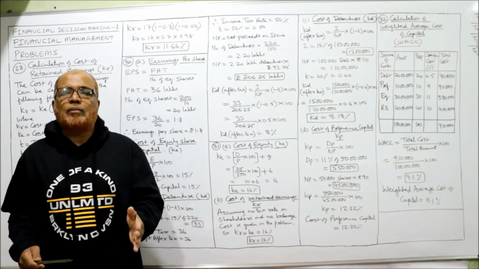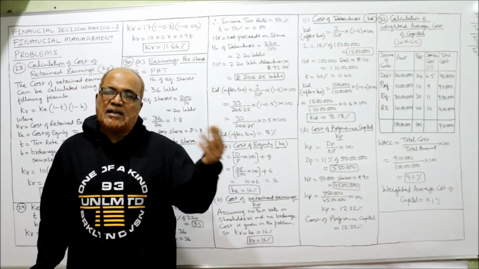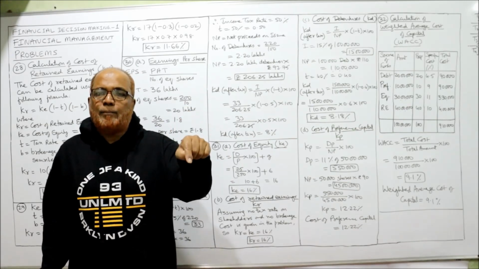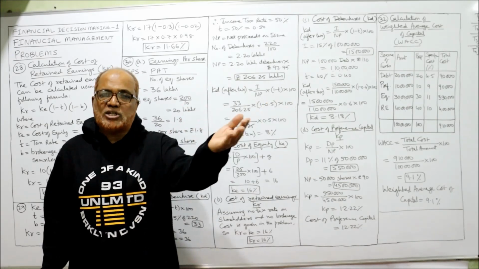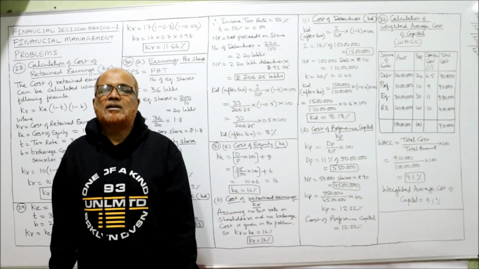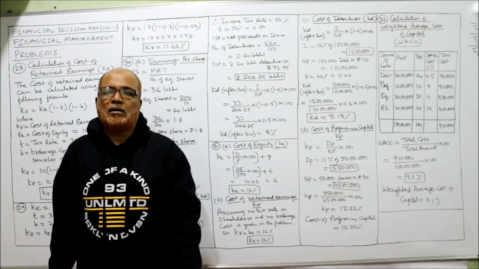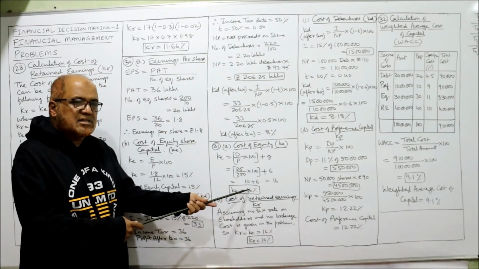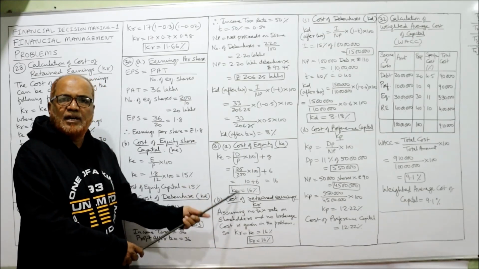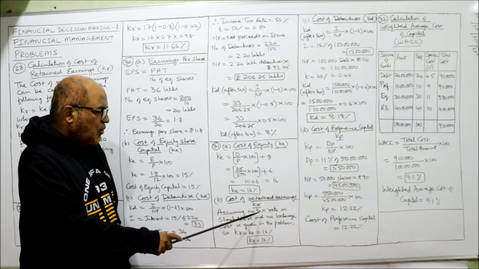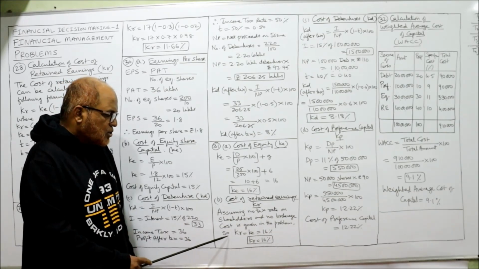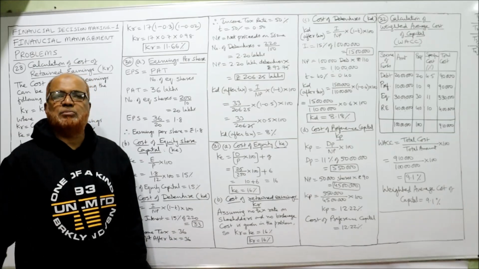So in our problem, is the tax rate applicable to the shareholder given? No. And is the brokerage payable by the shareholder on purchasing new securities given? Not given in the problem. So simply we can write KE is equal to KR. How much is KE we got? 16%. So KR is also 16%. Here I have assumed no tax rate on shareholders and no brokerage cost. So KR is equal to KE is equal to 16%.